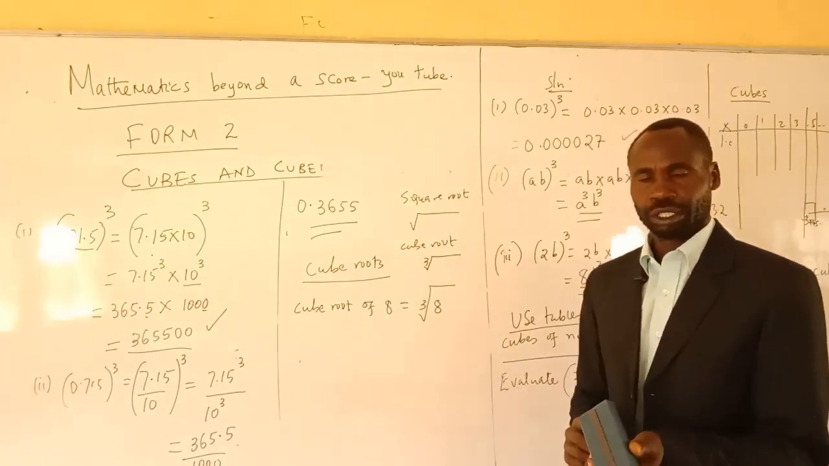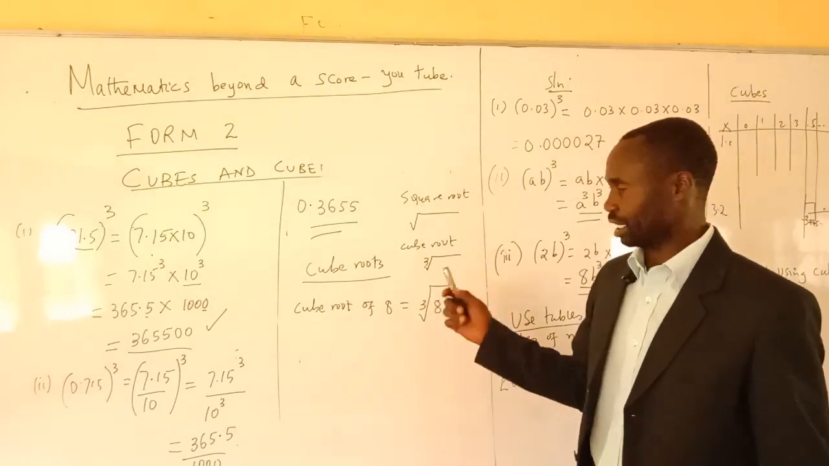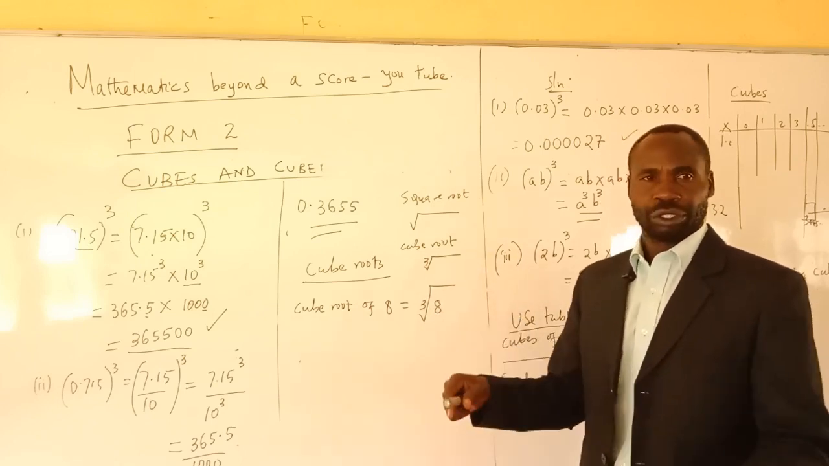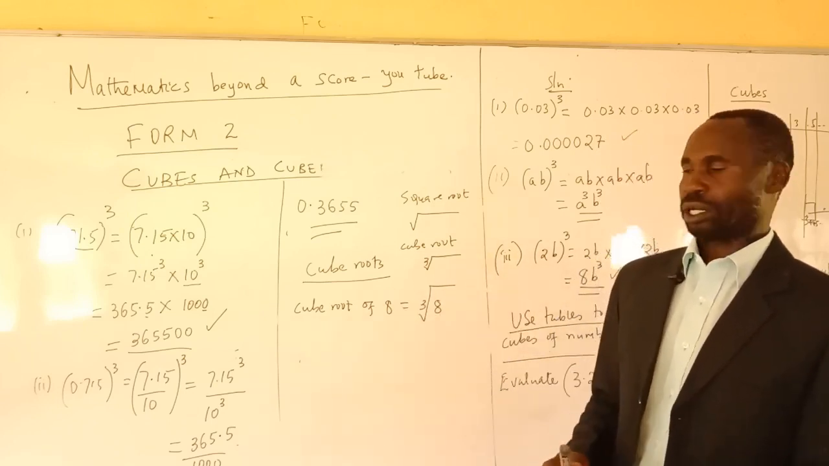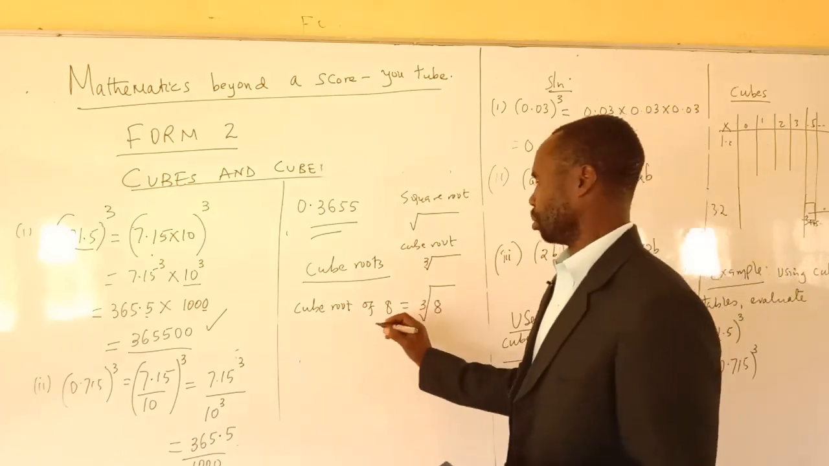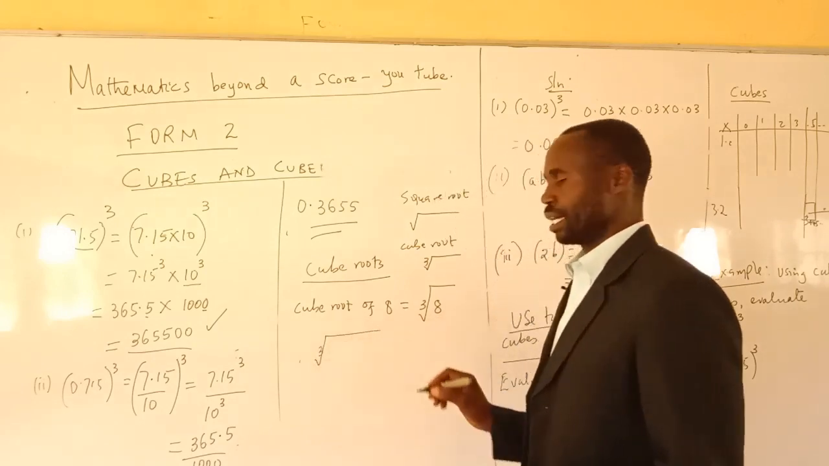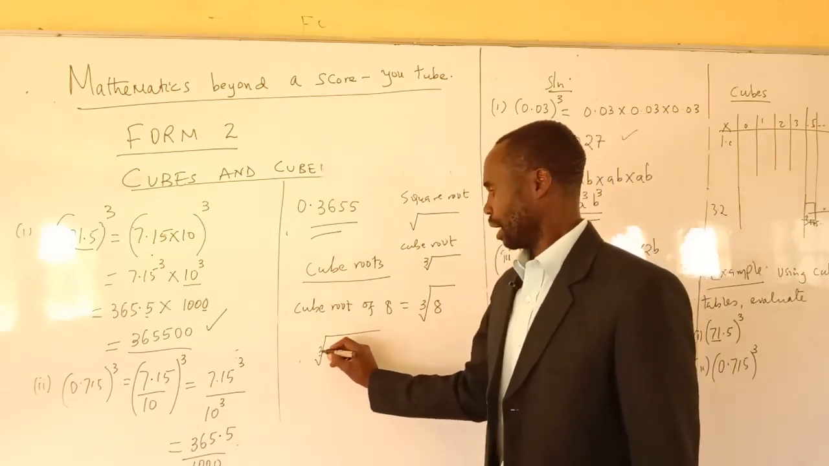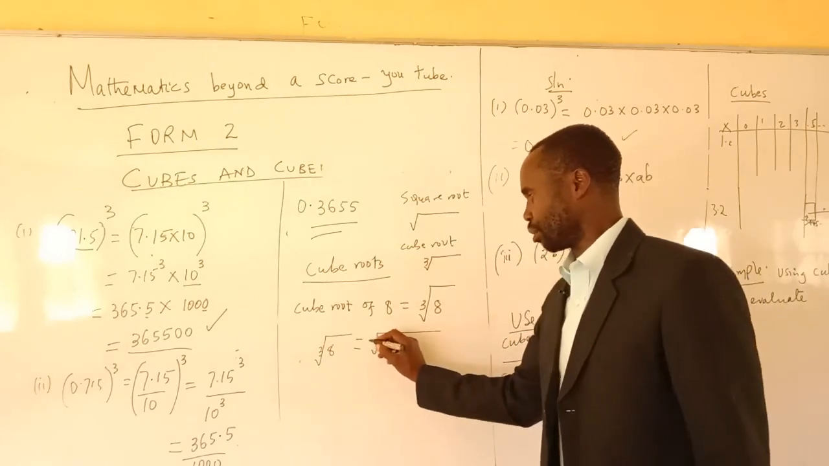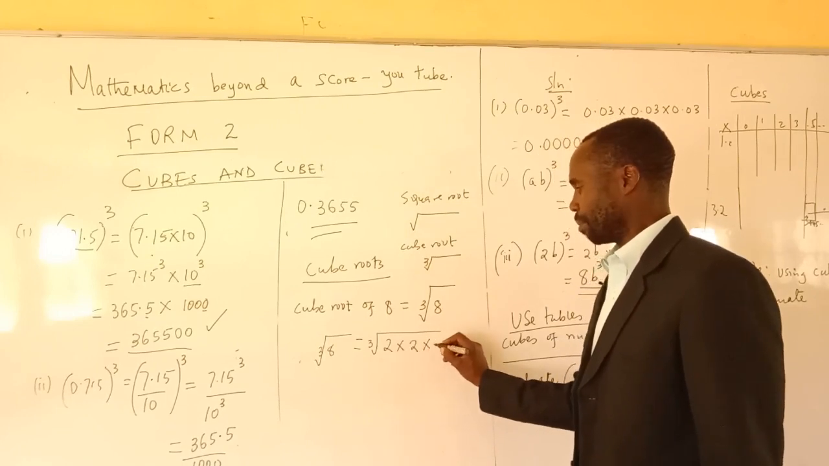So the question you need to ask yourself is: which small number, when we multiply it by itself 3 times, gives 8? The answer is 2. So how do we get 2? To get 2 by the factor method is very easy. What you need to do is factorize 8. The cube root of 8 equals the cube root of 2 multiplied by 2 multiplied by 2.